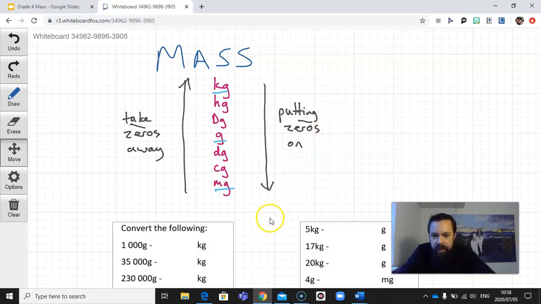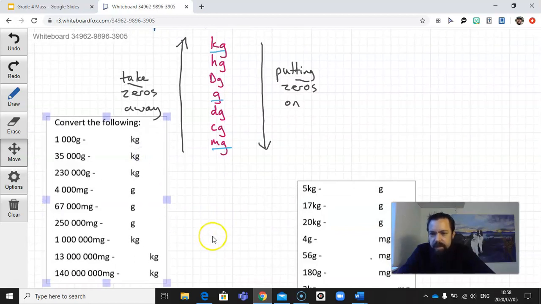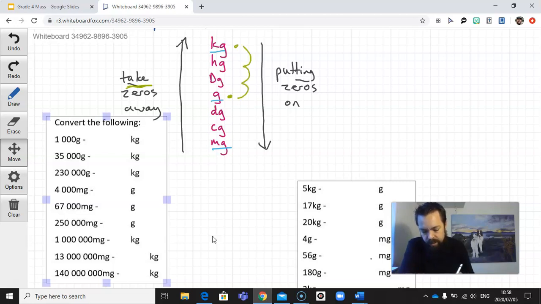So we're going to start with some over here. I'll move it up like that so that we can still see our table while we're doing it. Okay, so let's look at the first one. We're going from a smaller unit to a bigger unit. So we're going from here to here. So we are going to be taking zeros away. We are going 1, 2, 3 jumps. And so we are going to take away 3 zeros. So 1, 2, 3. And we are left with a 1. So 1,000 grams is equal to 1 kilogram. In other words, there are 1,000 grams in a kilogram, which I hope you knew, but if you didn't, now you do.